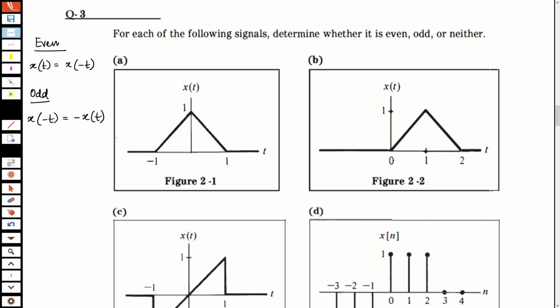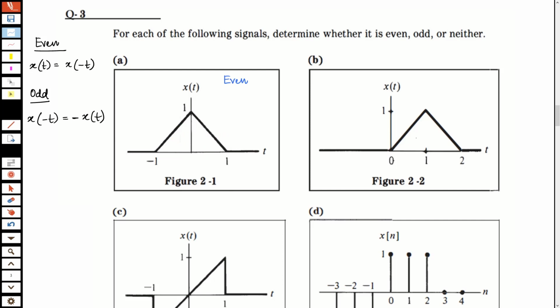That means if you've got some value on the left hand side of the t equal to 0 axis, what you have on the right hand side should be a vertical reflection of that signal. That is the meaning of minus x of t. So the rule is pretty simple. In the first signal, it is very easily visible that this is an even signal, because for every value of x of minus t, you have the same value at x of t.